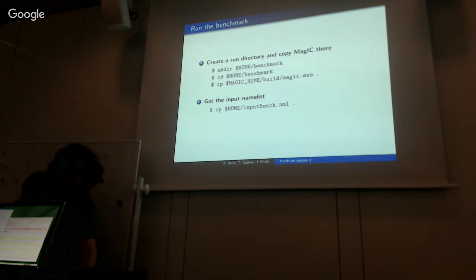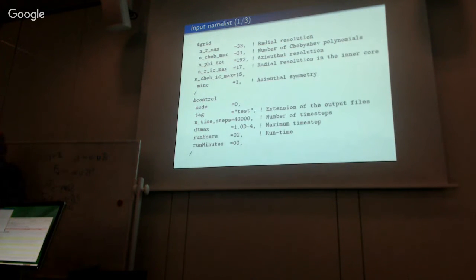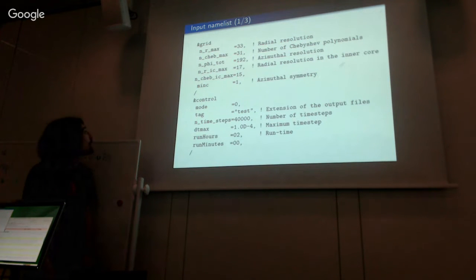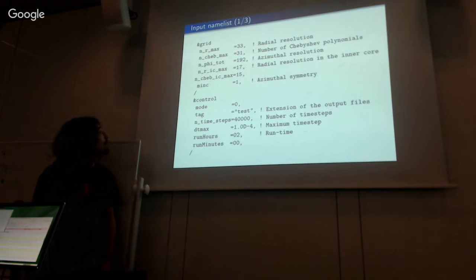So let's go back. The first part of the name list just describes the resolution you're going to use here. So the number of radial grid points, the number of azimuthal grid points, and the possible azimuthal symmetry as Johannes described. So no need to spend too much time here.